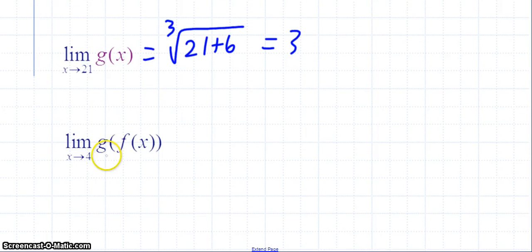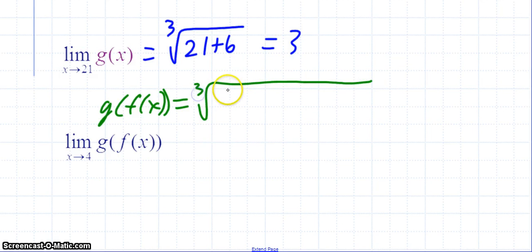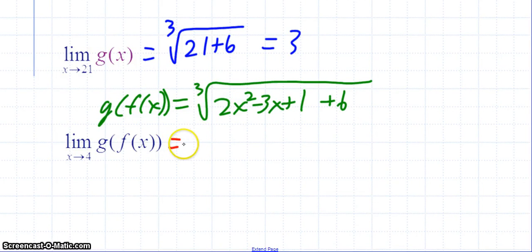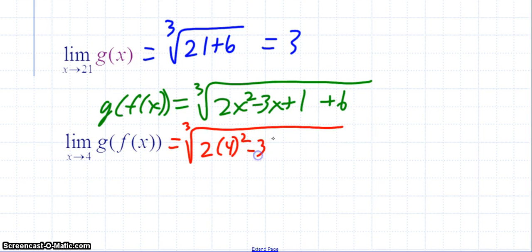So what is the limit as x goes to 4 of g of f of x? Well, I can still just do direct substitution. I know g of f of x is just going to be the cube root of 2x squared minus 3x plus 1, and then plus 6. So now I'm just substituting in 4 to that. We actually already know what this is from our previous two evaluations. This is going to be 2 times 4 squared minus 3 times 4 plus 1 plus 6, which is going to equal 3.